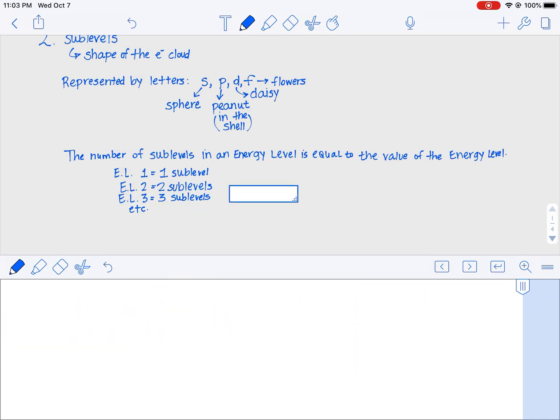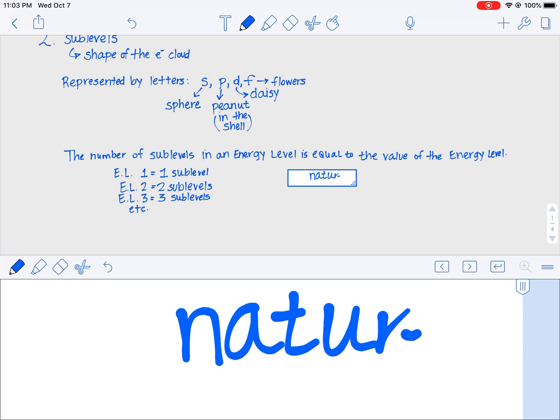How do we know which letters? Well, let's think about it for a second. Nature likes things that are low in energy.